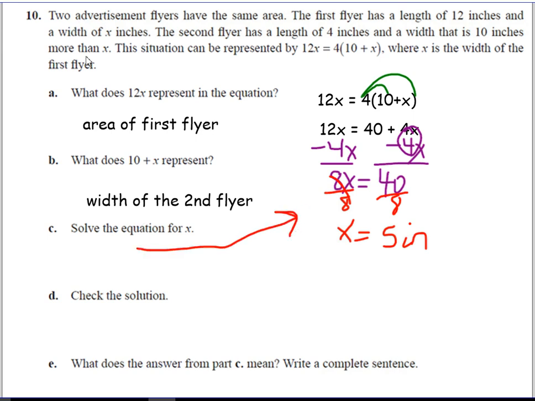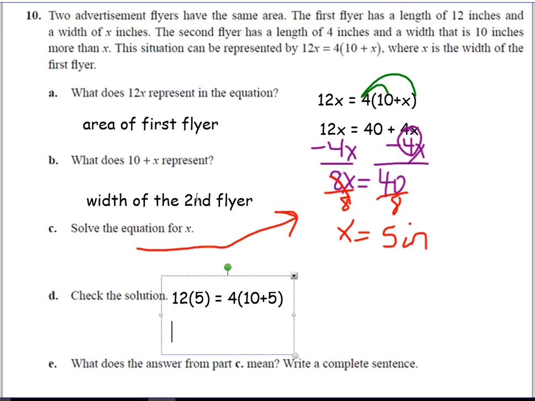Now they want us to check our solution. So again, we're going to plug in 5 anytime we see the x. So 12x means 12 times 5. And that's the same as 4 times 10 plus x, which again, x equals 5.